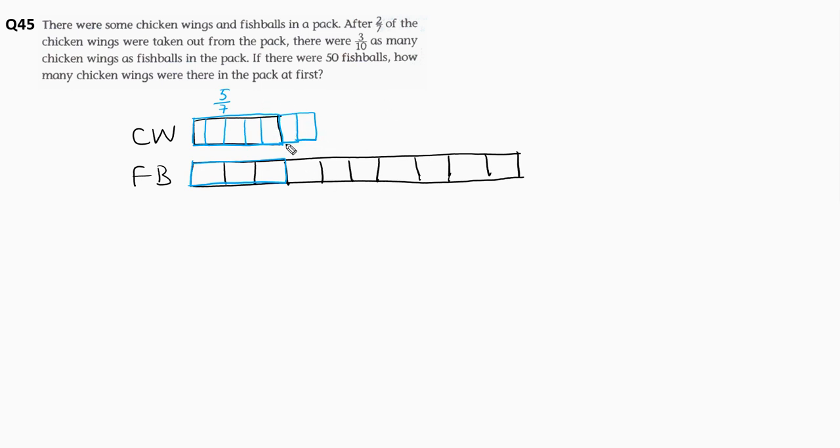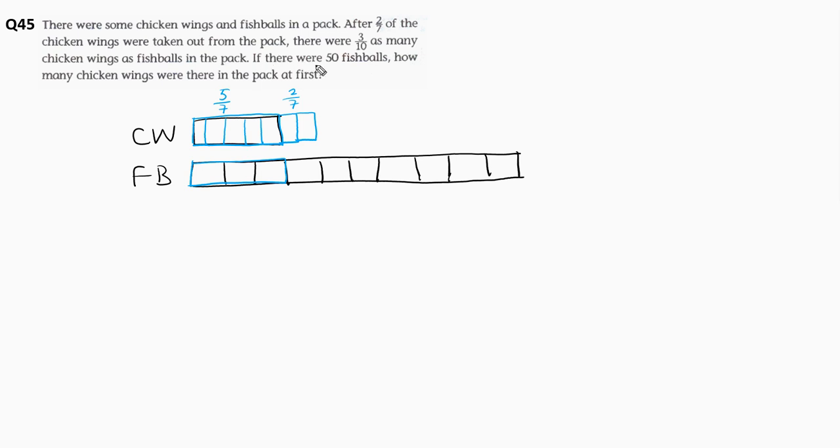Now, please don't think that because this looks a bit like it's the same size as this, that's what I mean. This is just how I've drawn that. I know that this is not the same size as this. Okay, these are sevenths of the chicken wings. So this is the 2/7. Okay, what do we know now?